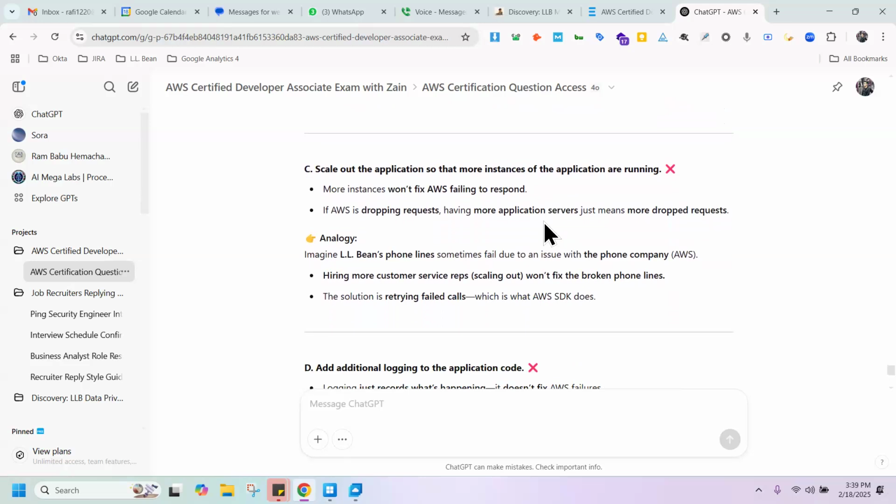Now, why not the C one? So option C is scale out the application so that more instances of the application run. Let's suppose I have a 500 error. So a 500 error means there is some issue with our server, right? Now in this MCQ it says you need to create more servers to handle this error. So this is not correct because we create more servers to handle more traffic, right? Not for the error.